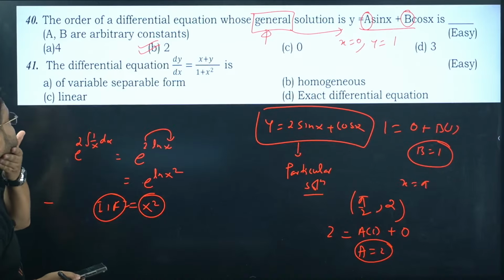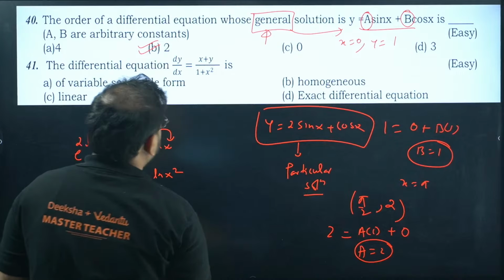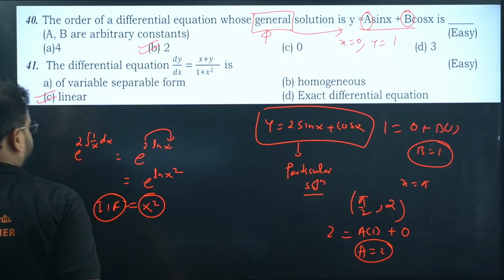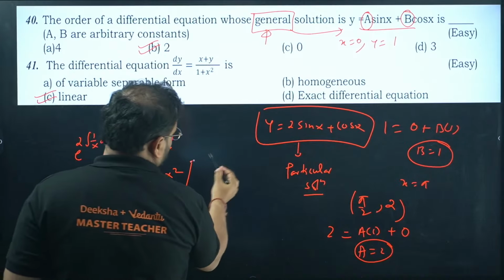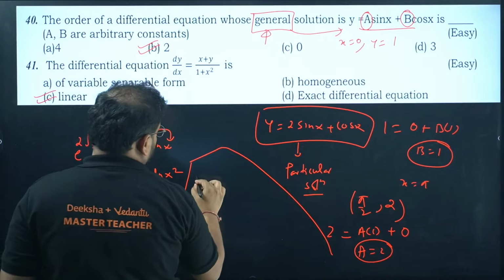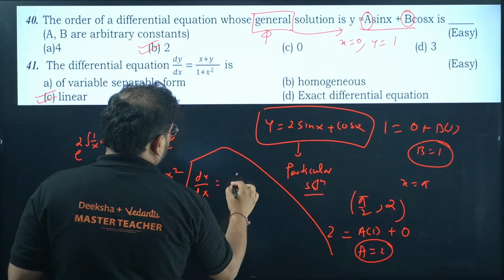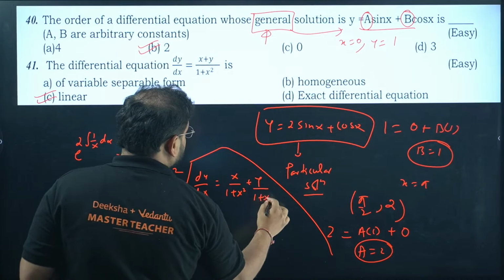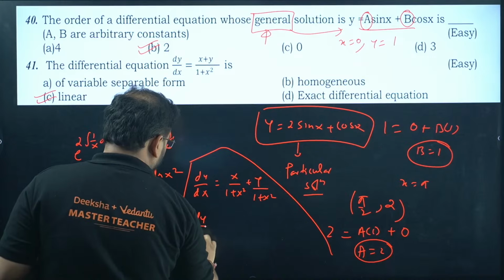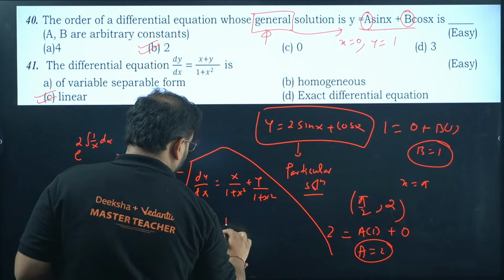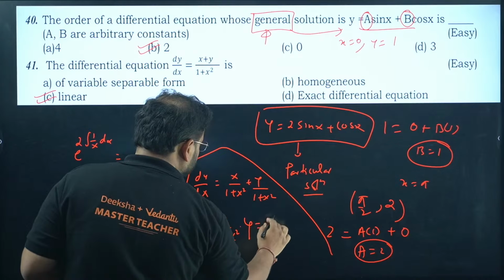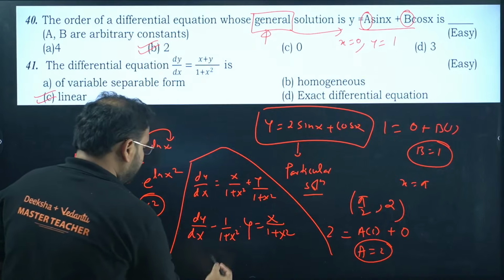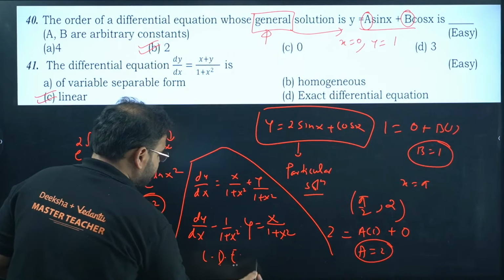Yeah, 41. The differential equation dy by dx is of what form? Please check. x by y, and this is there, no? This is LDE, right? Option C. This is LDE. We can solve over here. Separate the terms. We'll get dy by dx equals x upon 1 plus x square plus y upon 1 plus x square. Bring this to this side, we'll get dy by dx minus 1 upon 1 plus x square into y equals x upon 1 plus x square. Correct? So this is your LDE, linear differential equation.